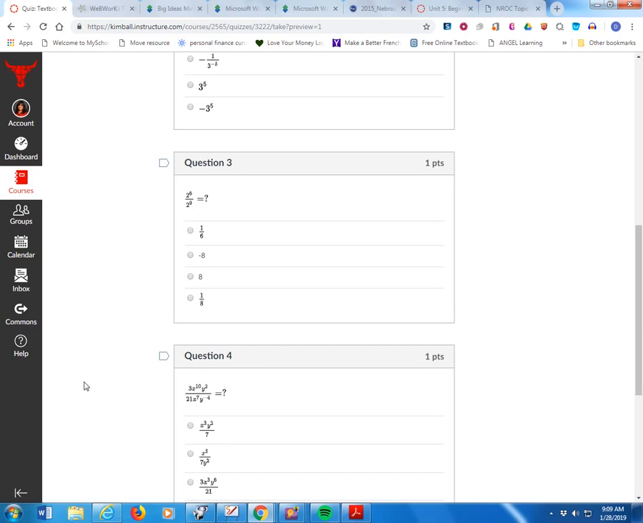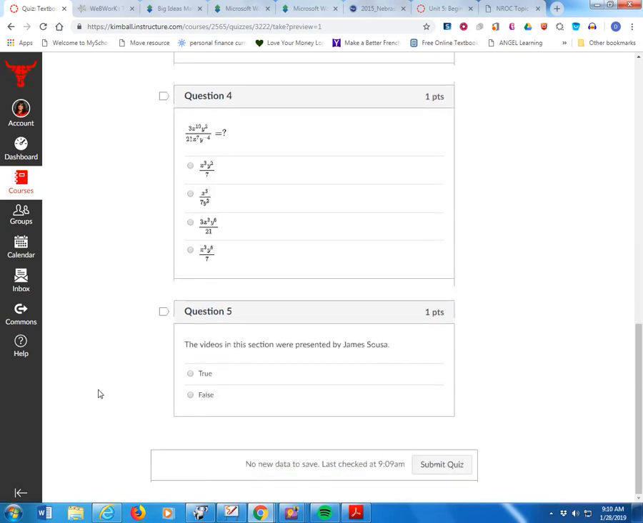2 to the 6th over 2 to the 9th. It's 1/8. Is that 9? Yeah, so it's 1 over 2 cubed, basically, which is 1/8. Yep. And then question 4, simplifying all of this, 3 over 21 is 1 over 7. So it's going to be one of the 3. It's not going to be this third one. X to the 10th over x to the 7th is x cubed. So now I've got it reduced to still the same 3. And then y to the 2nd divided by y to the -4th is y to the 6th. And that would be the bottom one, x cubed y to the 6th over 7.